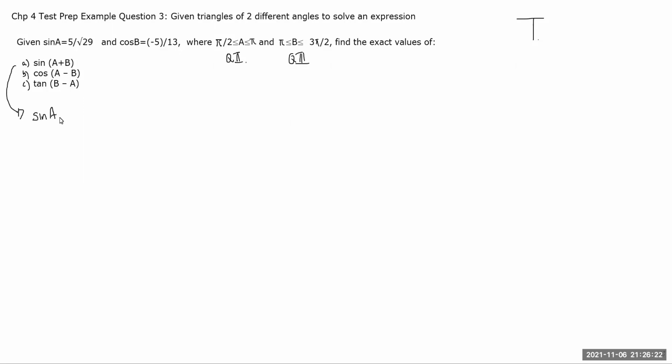Well, using your compound angle formulas, you know that sine of A plus B can be rewritten as sine of A cosine of B plus cosine of A sine of B. So even if I don't know the angle, do I know sine A? I do. Do I know cosine B? I do. If I can figure out the cosine of angle A and the sine of angle B, you can solve this question, no problem.